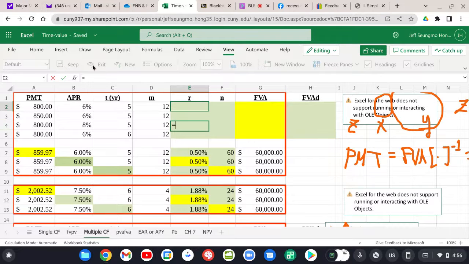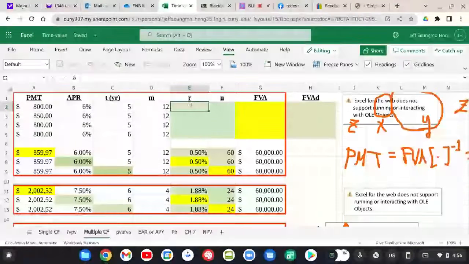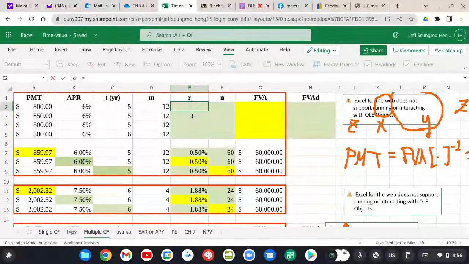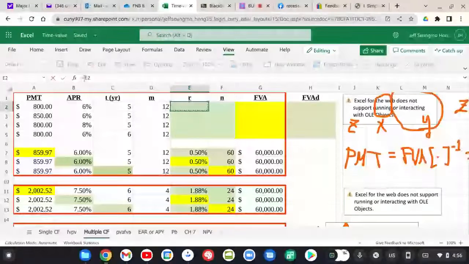Oh, why is it jumping there? Come on. Here, I'm doing it here. Why isn't it showing the equal sign? I don't understand.